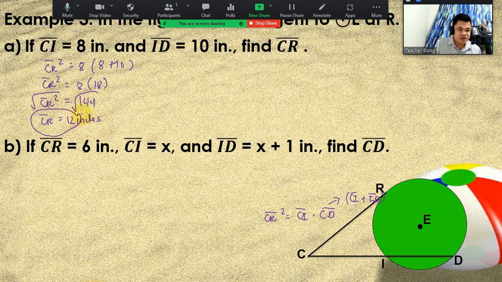Now let's have letter B. If segment CR is equal to 6 inches, segment CI is equal to x, and segment ID is equal to x plus 1 inches, find segment CD. So in this case, we are looking for the whole measurement of segment CD.